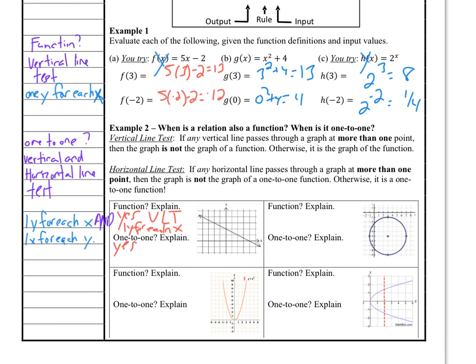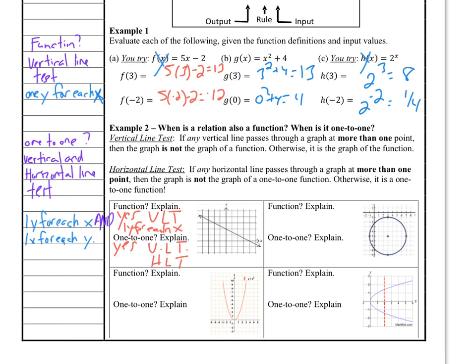Yes. And it's the vertical line test and the horizontal line test, or you can say it's 1 y for each x and 1 x for each y, which I have written right here. Okay, so you could also write this for the explanation. Okay, let's jump over here to the right.